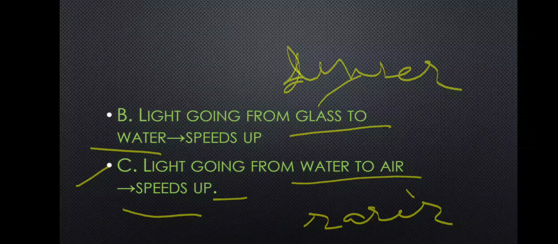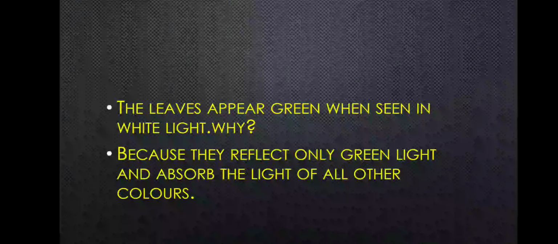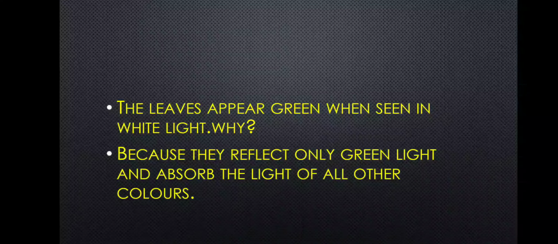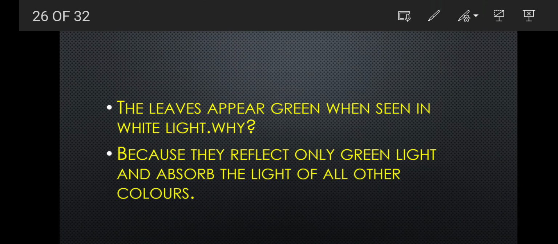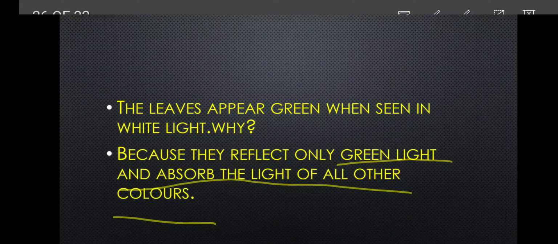Okay, now next is the leaves appear green when seen in white light. Why? Because they reflect only which light? Green light, है ना? They reflect green light and absorb what? Light of all the colors. So that is why it appears green.